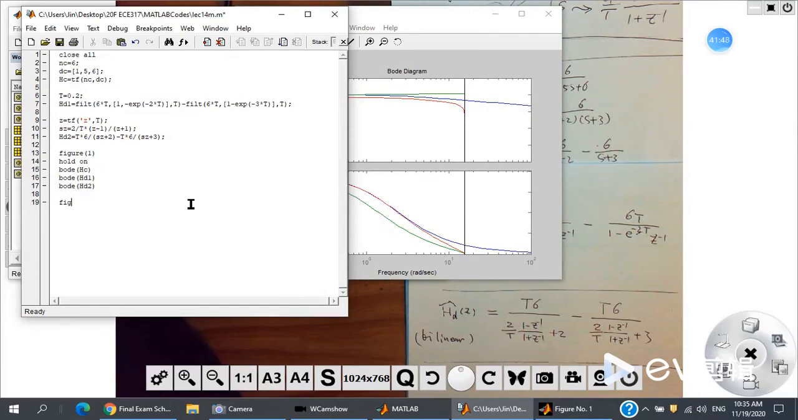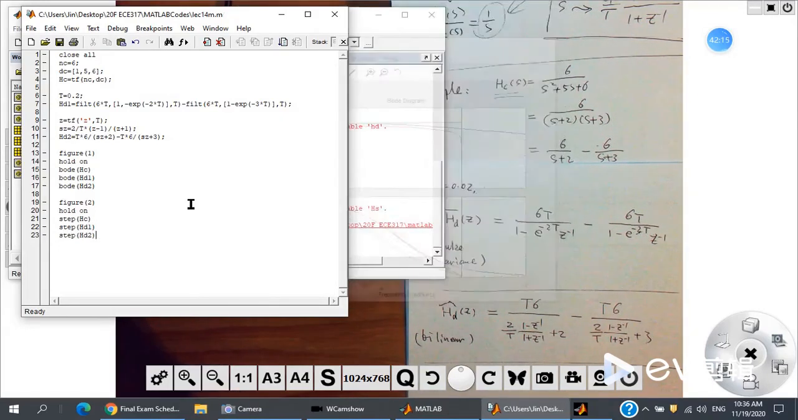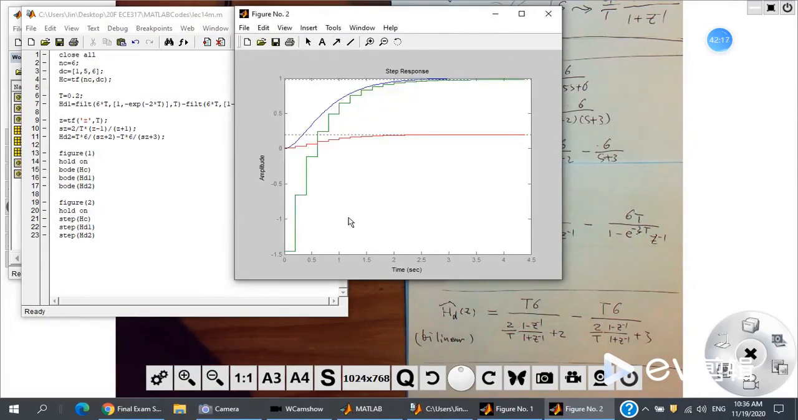What happened for figure 2? We can see the step response, the step of HC, the step of HD1, and the step of HD2. Okay, I have two graphs. I think there's something wrong because of some unit problem.